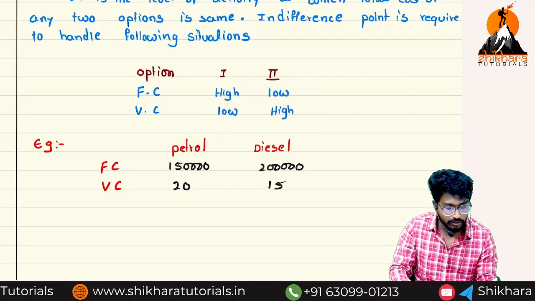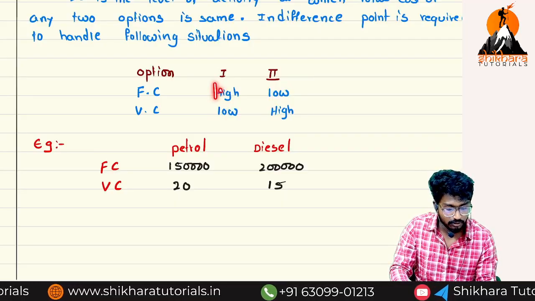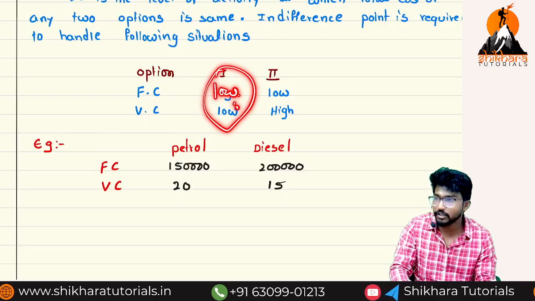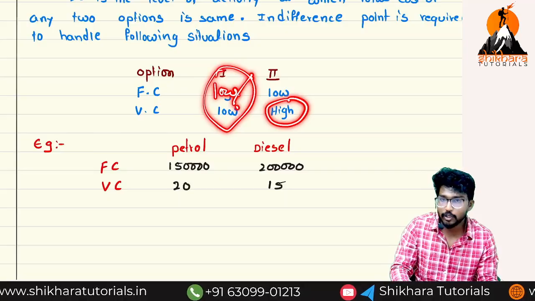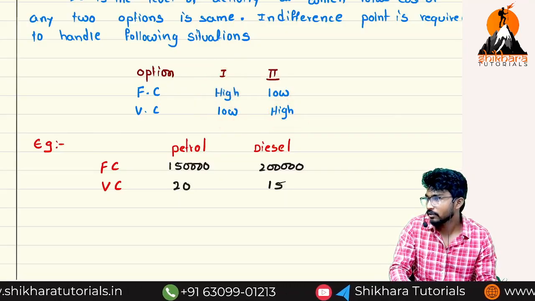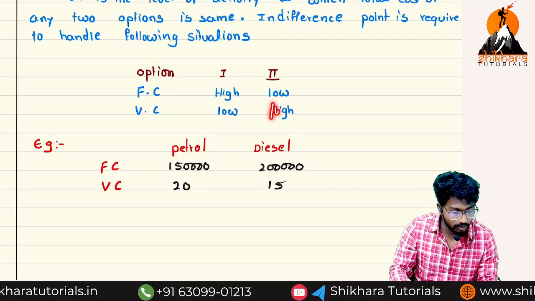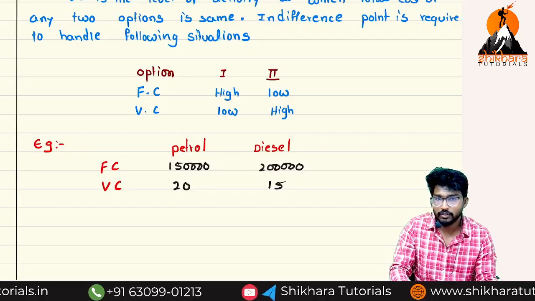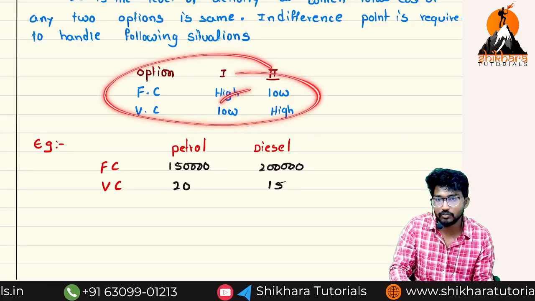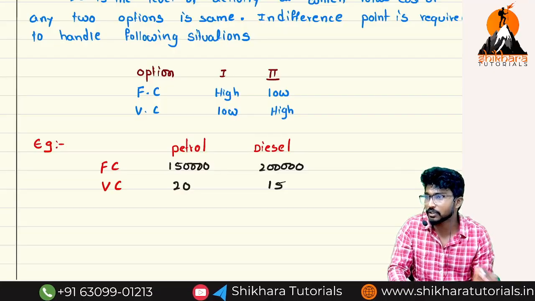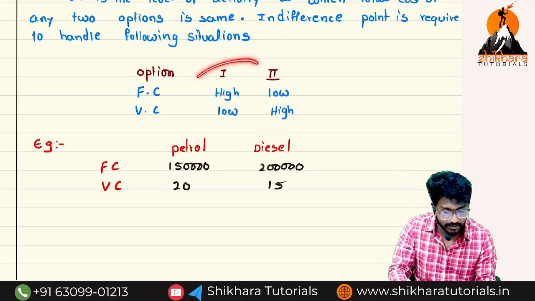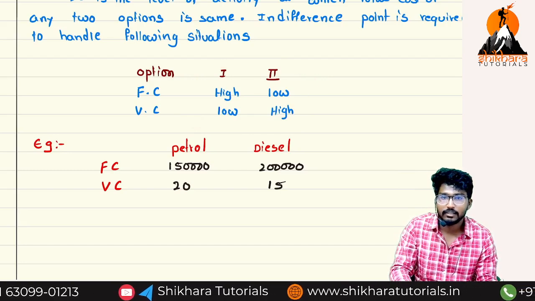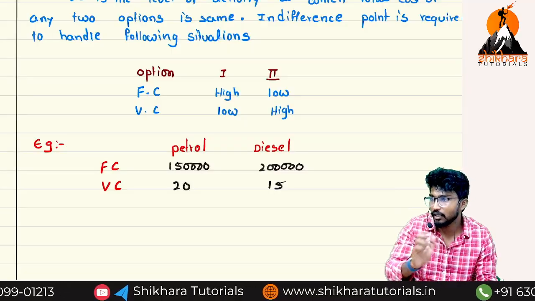For example, here in option 1 it is low. Which one will you choose? Option 1 only. Why? Because in this variable cost is high. For example, here it is low. Which option will you choose? Option 2. If the situation is not like this, we will directly choose any one option. If the situation is like this only, there will be a complexity, there will be a confusion for choosing the option.